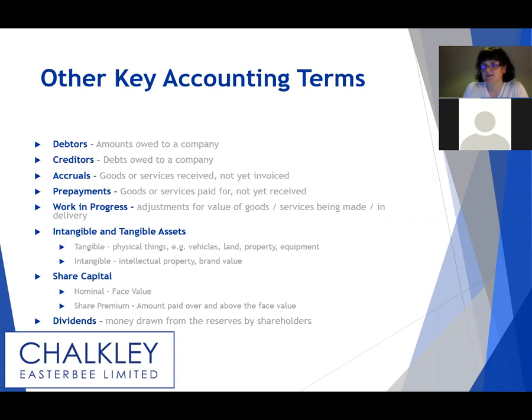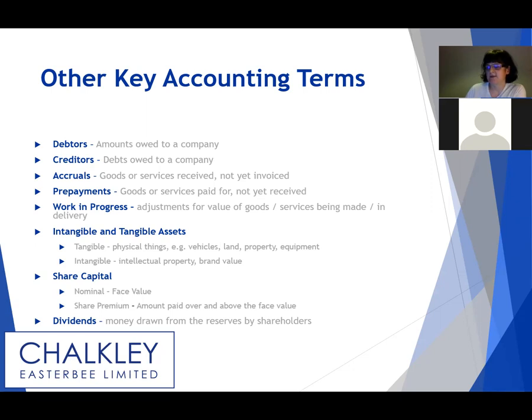Prepayments are goods or services paid for but not yet received. And then you have work in progress, which are adjustments for values of goods or services being made or in delivery. So, for example, for a construction firm, at year end, you might have a project, maybe 50% complete, where you haven't yet invoiced, but you would account for the income relating to that project within your annual accounts by making an estimate as to the value of the work completed if you were to invoice it.